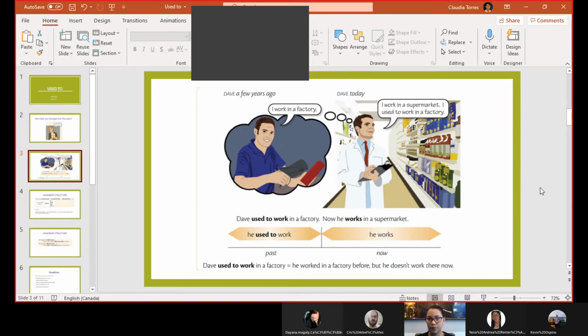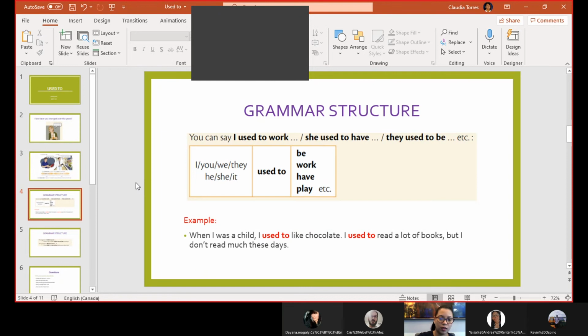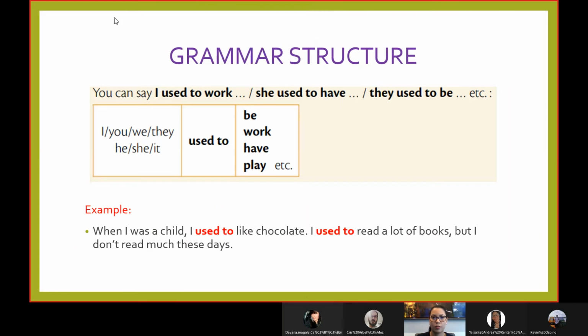Any questions? Okay. So now we're gonna look at the grammar structure. In this grammar structure, we start using the pronouns. You can use a pronoun or a noun at the beginning, like I, you, we, they, and so on. Then we need used to.